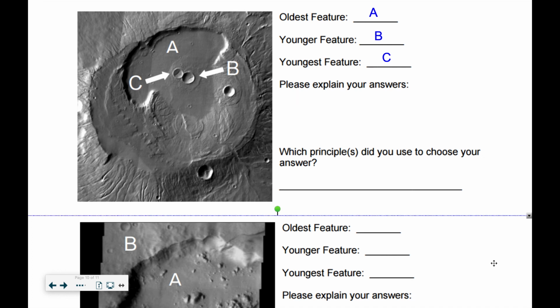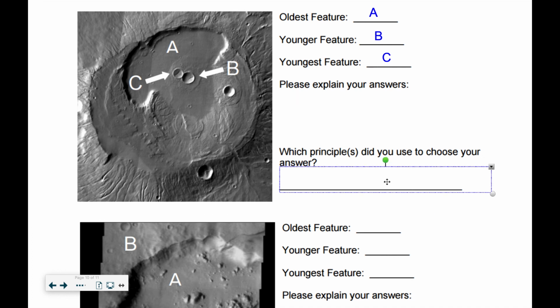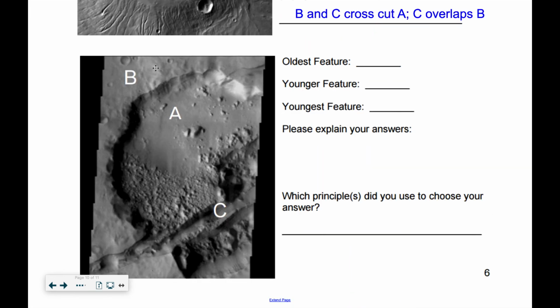The principle that we use to determine this is called the principle of cross-cutting. In the next example, we have this surface B, we have crater A, and we have channel C. The youngest feature has to be channel C because it cuts across both A and B. A cuts across B, so it is the next youngest feature, and B has to be the oldest. Again, we're looking at which features cross or cut in front of the others, which is a cross-cutting relationship.